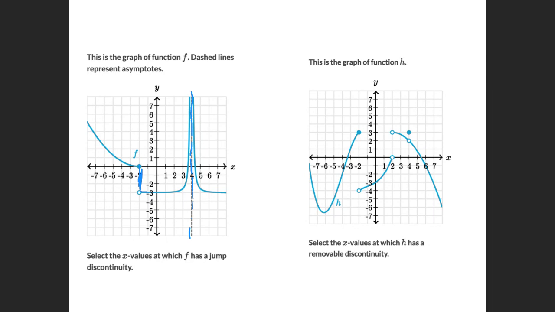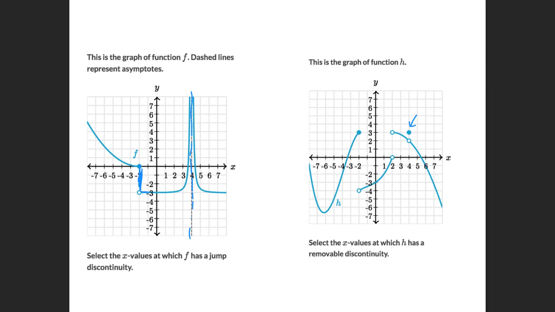Okay. Now the second graph, it says select the x values at which h has a removable discontinuity. So a point discontinuity and a removable discontinuity are a little different. A removable discontinuity means that you have an open dot, but the point is going to be there. We don't usually make the distinction. We usually just say a point discontinuity, but Khan Academy revolves around removable discontinuities. So you're removing the point and you're putting it here.